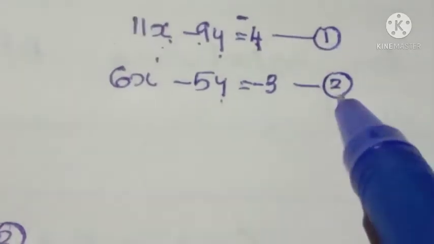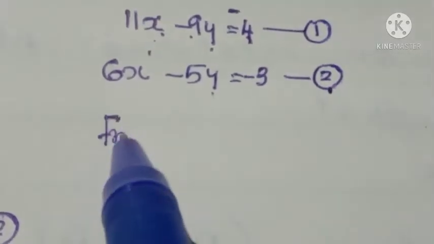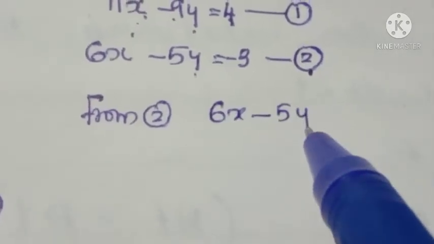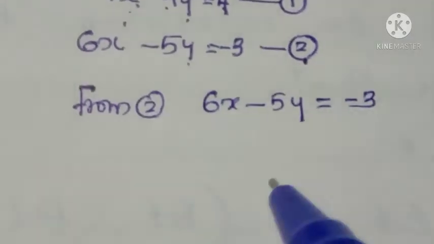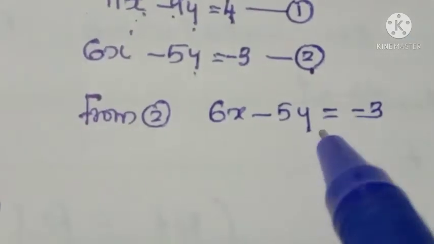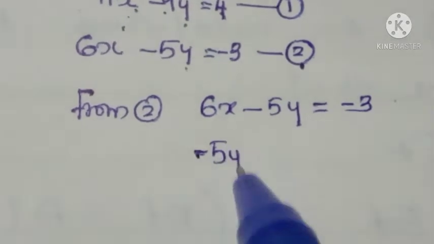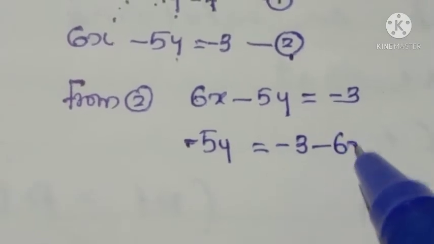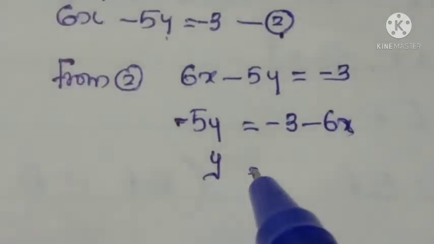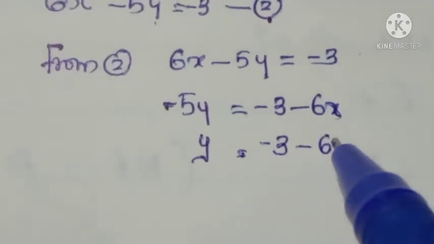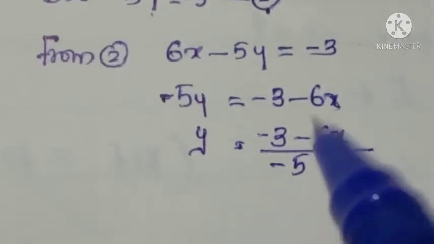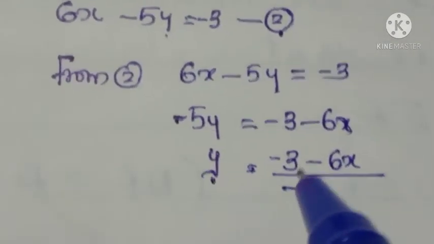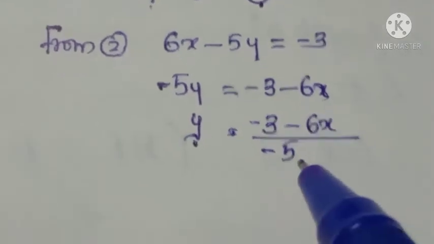I am going to take equation number 2. So from 2, what is equation 2? 6x minus 5y equal to minus 3. Here I am going to solve for y. So minus 5y is equal to minus 3 plus 6x becomes minus 6x. So what is y? y is equal to minus 3 minus 6x by minus 5. So from 2 I replaced y as minus 3 minus 6x by minus 5.